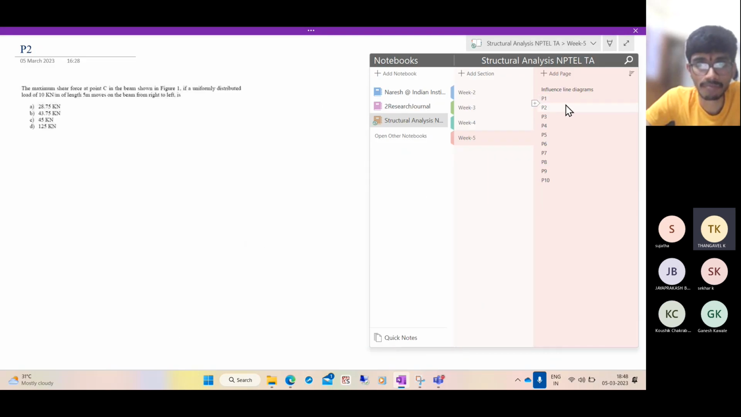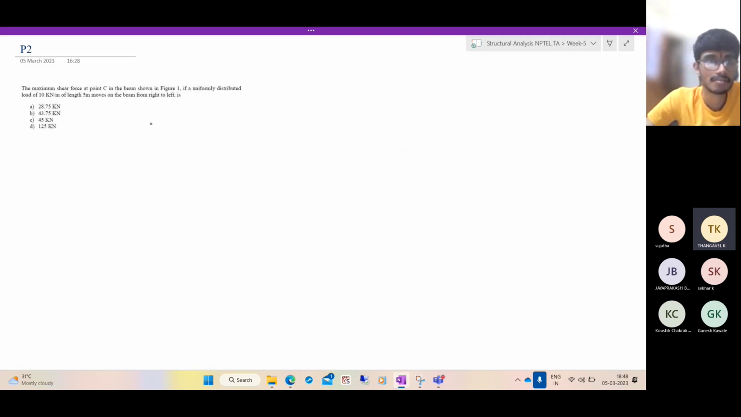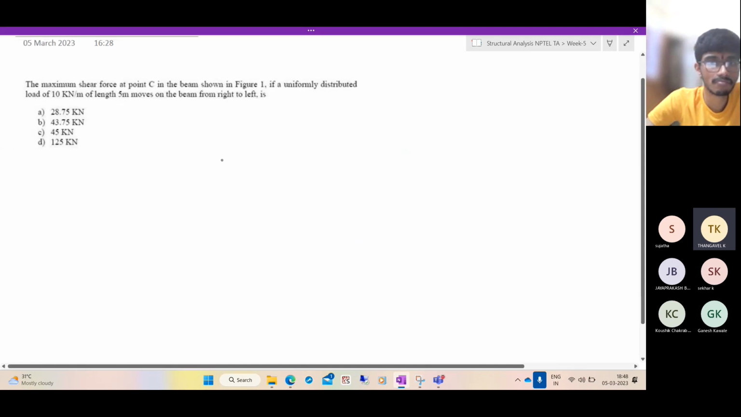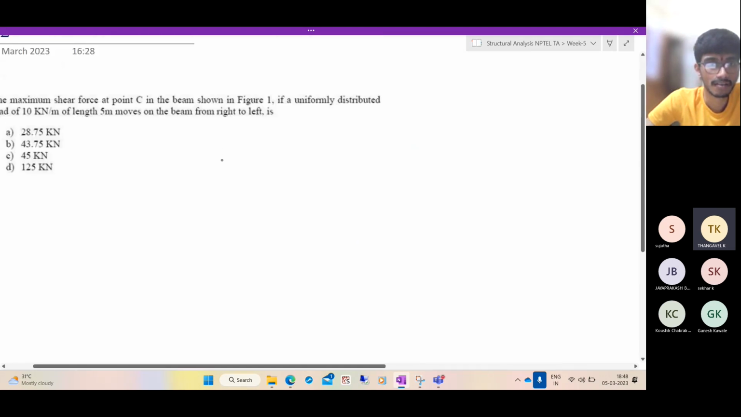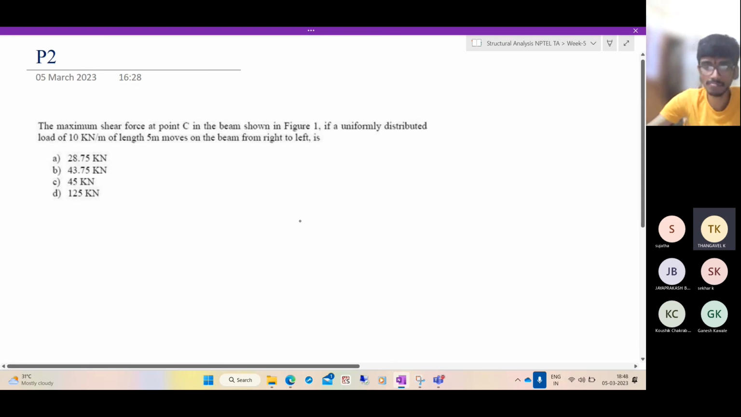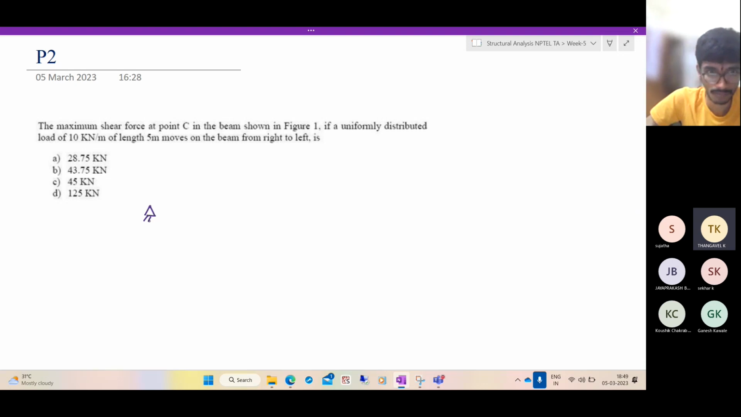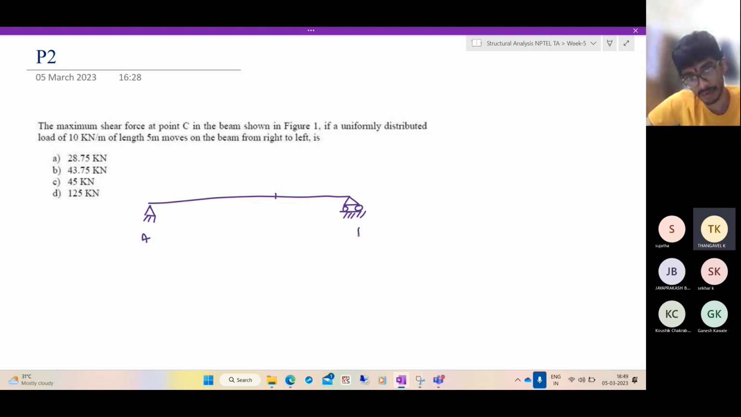Let's go to the second problem. The maximum shear. So let's consider the same beam. This is point A, point B, point C. The maximum shear force at the point C for a uniformly distributed load of 10 kilonewton per meter of length 5 meters moves on the beam from left to right.